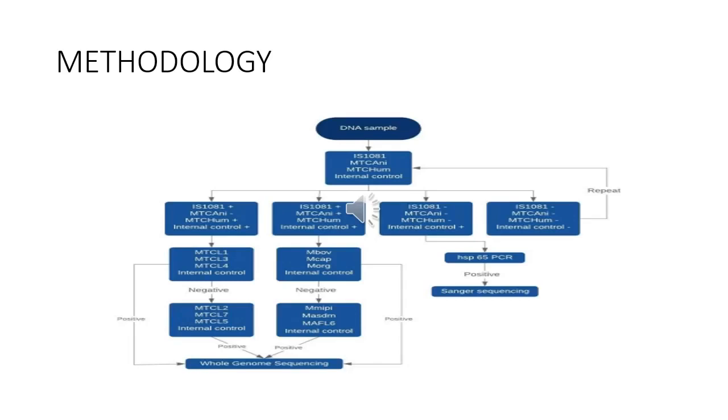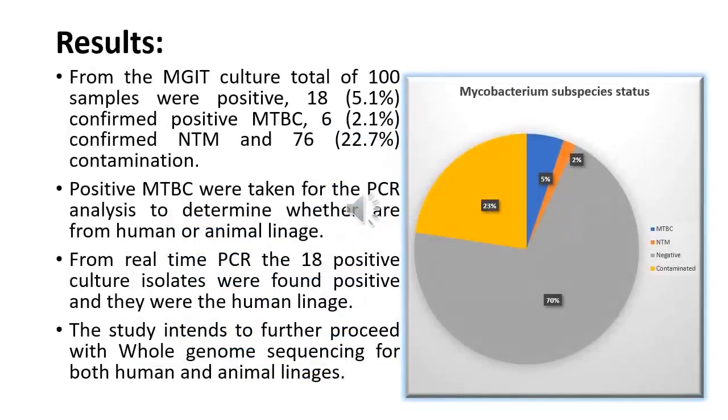And if they were found as animal lineage, we would have run the PCR again to check for M. bovis, M. caprae, or M. orygis. And after identification, we would also have taken them for whole genome sequencing. As per my study currently, I've just ended on PCR.